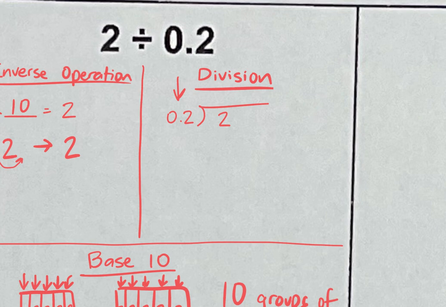How can we make 2/10 a whole number? Well, we can move the decimal one place to the right, right? That would bring that to a 2. And whatever you do to the outside, you must do the same to the number on the inside, right?